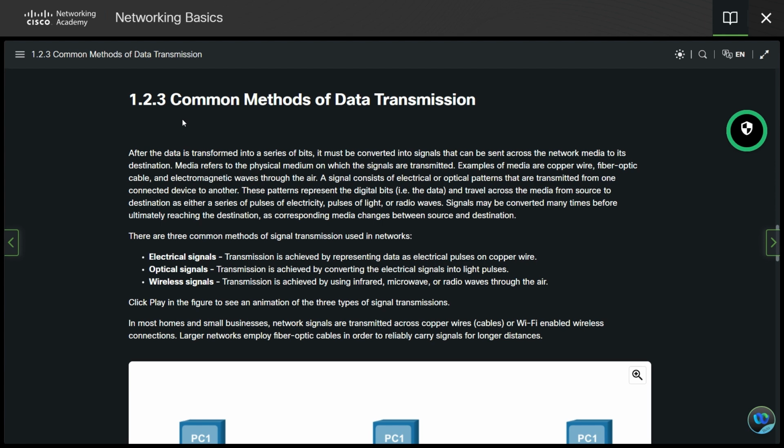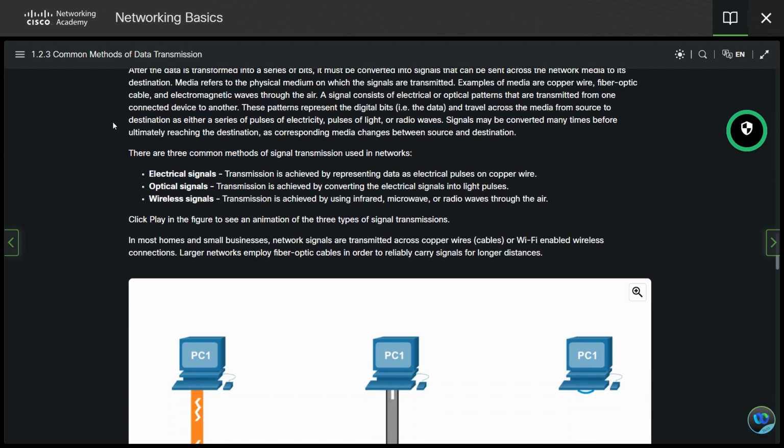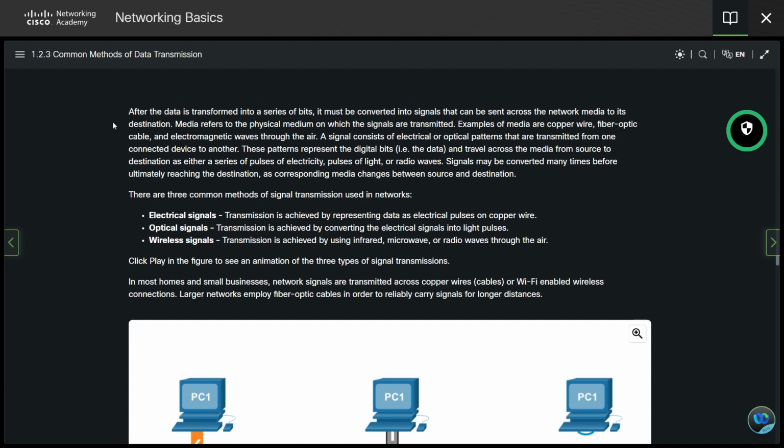Now we have the common methods of data transmission. After the data is transformed into a series of bits, it must be converted into signals that can be sent across the network media to its destination. Media refers to the physical medium on which the signals are transmitted. Examples of media are copper wire, fiber optic cable, and electromagnetic waves through the air.